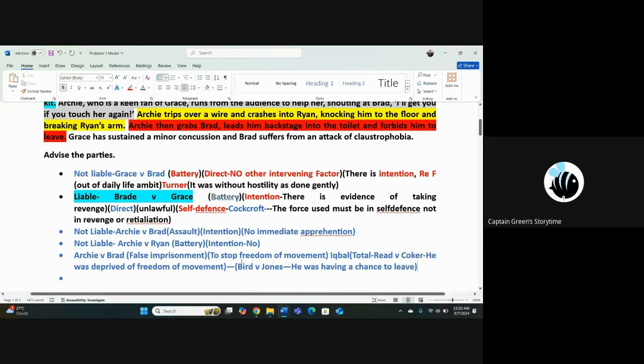This fact now questions the element of total loss of freedom. Whether there was total loss of freedom or not, according to the Bird versus Jones case, no. Brad had the chance to leave the washroom. She had forbidden him, but she had not locked him, and Brad had a chance to leave. Thus, there is no total loss of freedom, and Aki wouldn't be liable for false imprisonment towards Brad.